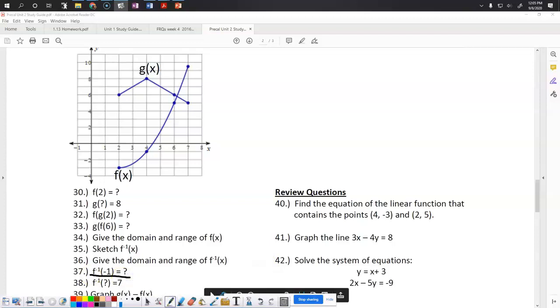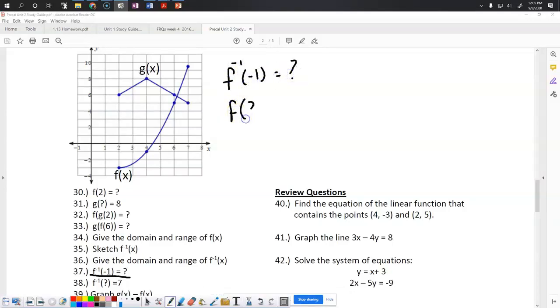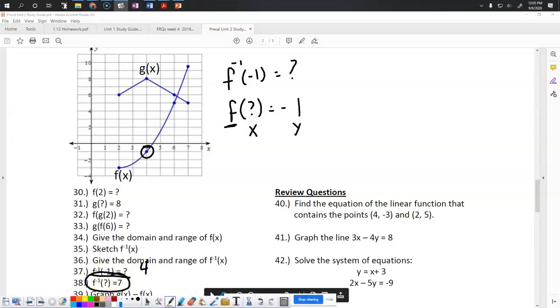f inverse of negative 1. All right, well, if f inverse of negative 1 equals blank, then that means that f of blank equals negative 1. That's what inverses do, right? So in other words, I want to know what's the x value when the y value is negative 1 on the f function. So the y value is negative 1 right there, and the x value that goes with that would be 4. Next one.